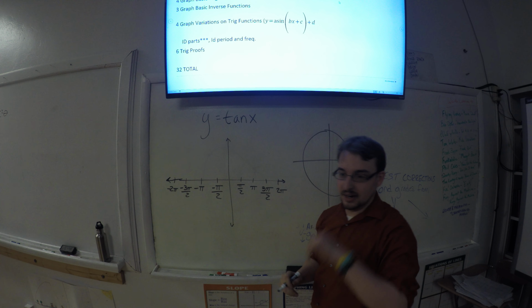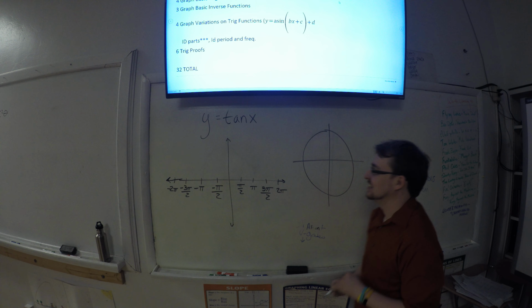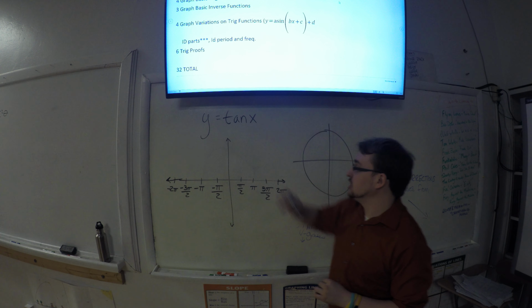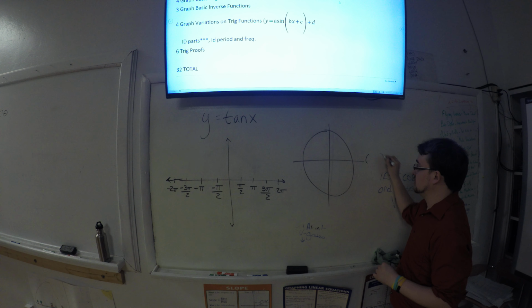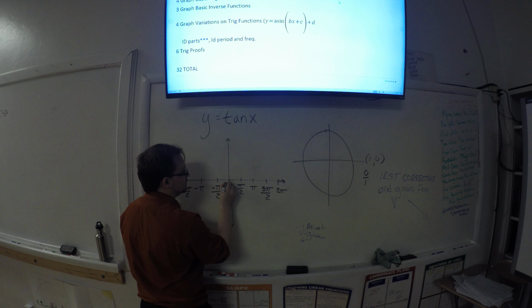So here we are. Right here, we're going to plug in these points. Tangent of 0, well, this is 0. What's our coordinate at 0? 1, 0. Y over x is 0 over 1, so tangent at 0 is 0.